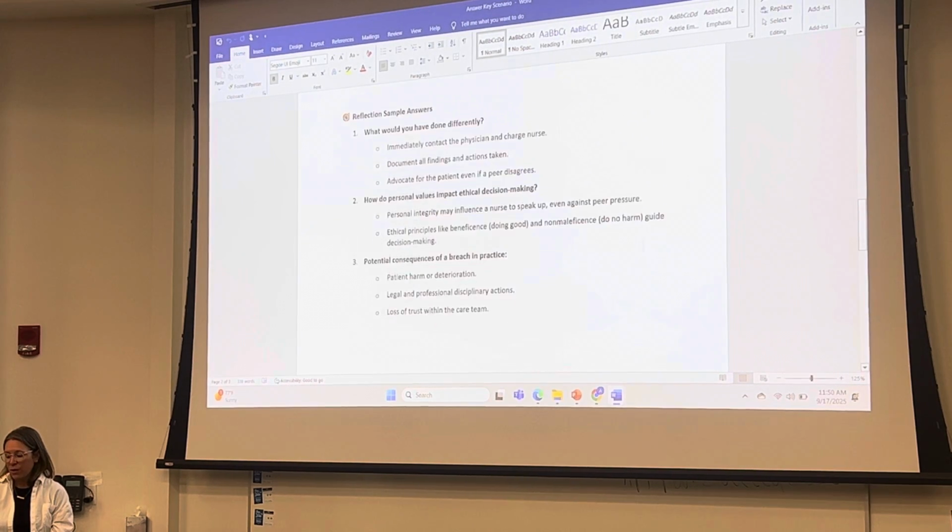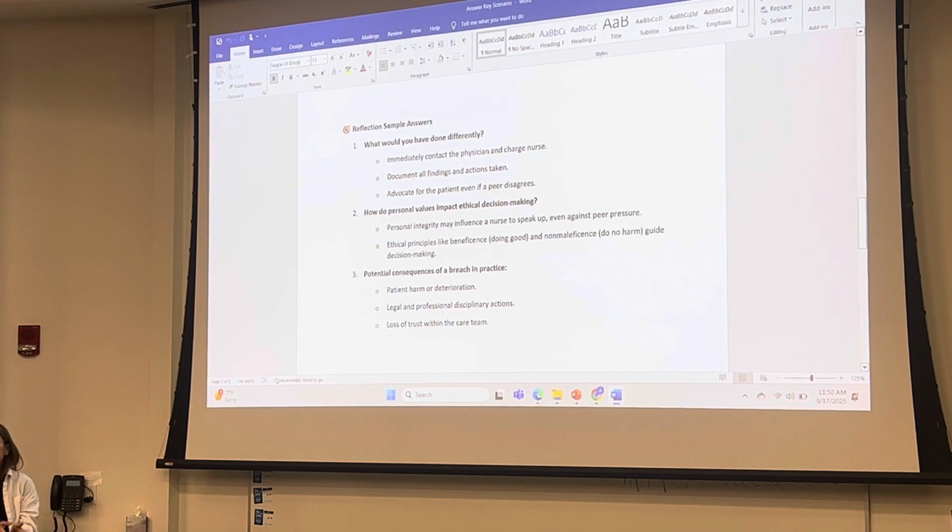All right, and then reflection at the end, what would you have done differently? So all of you were saying you would have immediately notified that there's a change in the patient's condition because there's something going on, the patient needs more than just we can do at this point. That physician needs to be notified. Documenting, so I mentioned how the documentation was incomplete, so making sure everything is in there. Advocating for that patient even if a peer disagrees. How do personal values impact ethical decision making? So your personal integrity could affect whether or not you speak up, even against peer pressure.